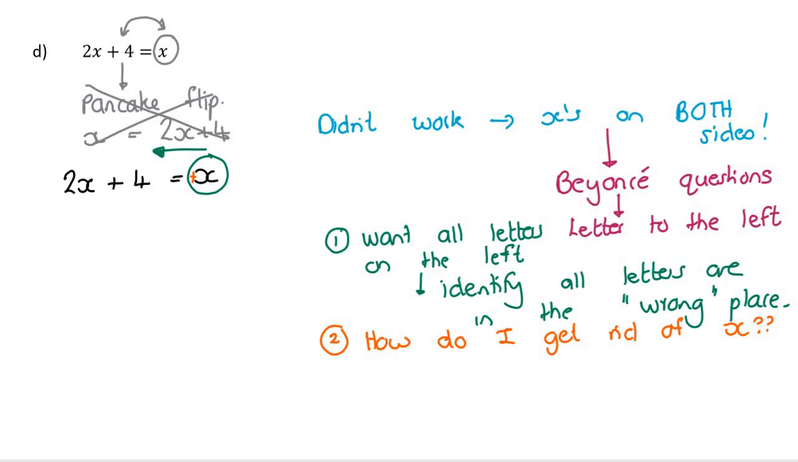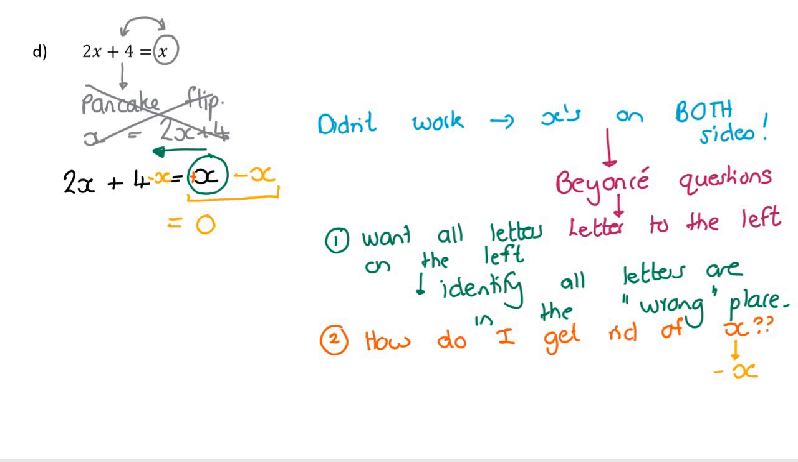I'm going to use an inverse operation. So how do I get rid of that x? The answer is, I'm going to subtract x. So I'm going to take it away. Now why do I take it away? Because what is x take away x? Nothing, which means that x has disappeared. But what is the golden rule? If you do it to one side, you do it to the other side. So you can't just subtract x on the right hand side, you've got to subtract x on the left hand side.